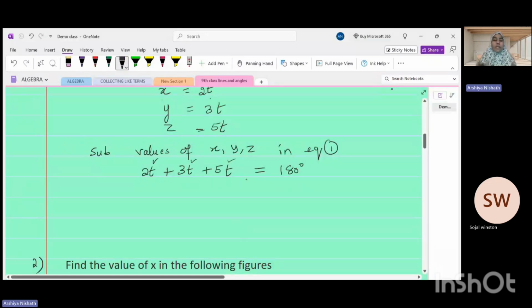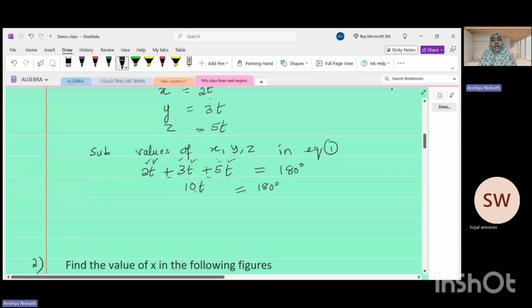Means all are like terms. There are three terms only, all belonging to T, which means they are like terms. So like terms we can add. What is the operation in between? Addition. So we can add. What is the addition now? 2 plus 3 is 5. 5 plus 5 is what? 10. So 10T is equal to 180.